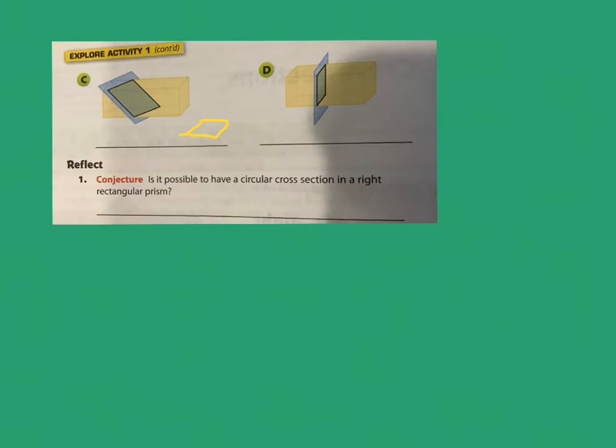Your angles aren't going to be 90-degree angles, so we can't call it a rectangle. All right, this one, nice and easy. It goes straight through. This looks like it's probably a square.